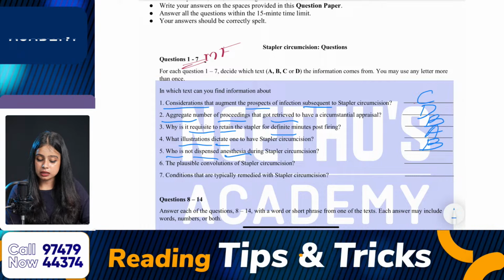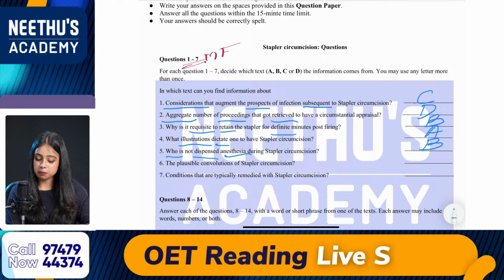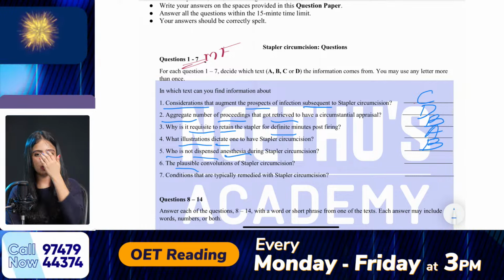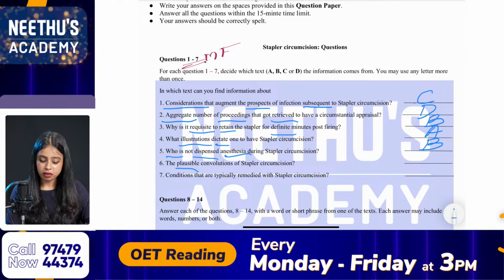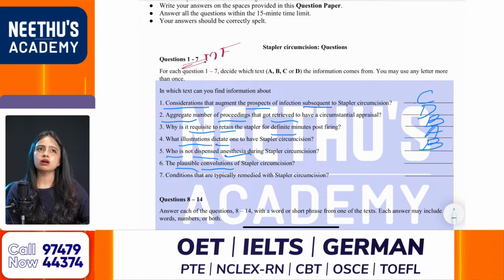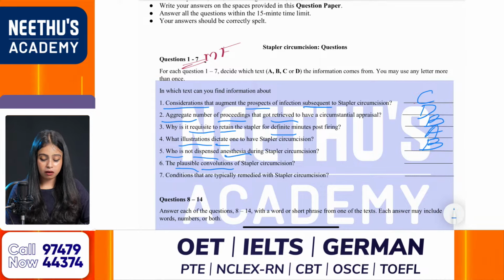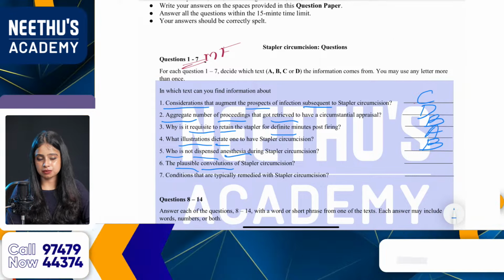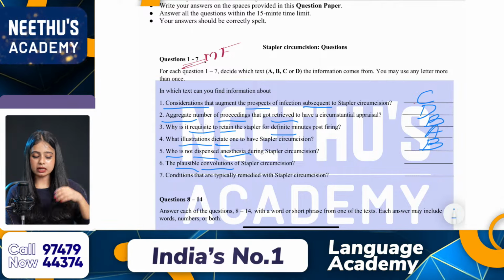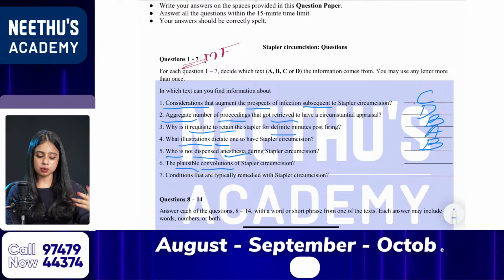Then sixth one, the plausible convolutions of stapler circumcision. So plausible, which means possible. Okay, the probability they're asking you. Then convolutions, which means what? Complications, or ramifications, of the condition, stapler circumcision. Okay, Anita, fifth one is text B. Very good, dear.